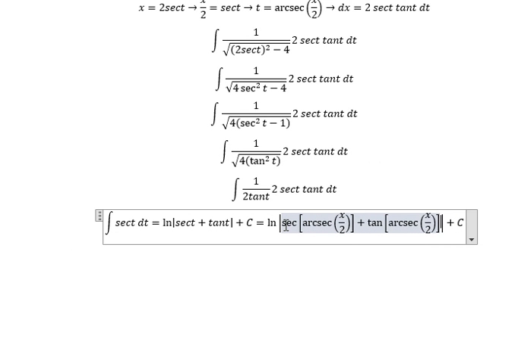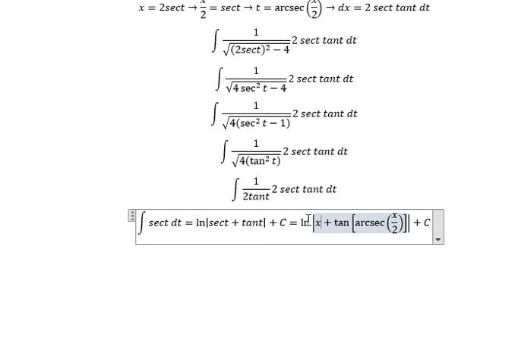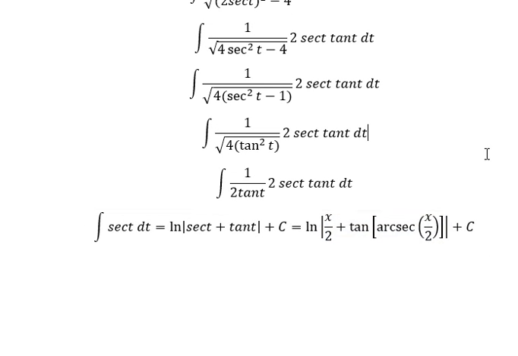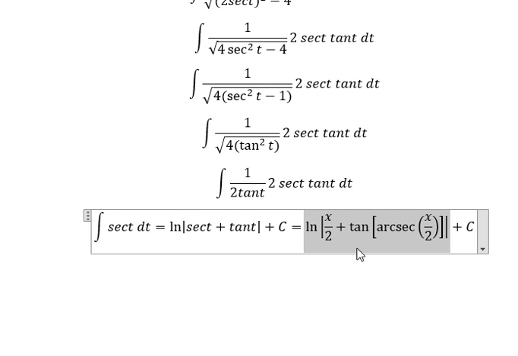We know that secant of arcsecant is s over 2. And this is the final answer.